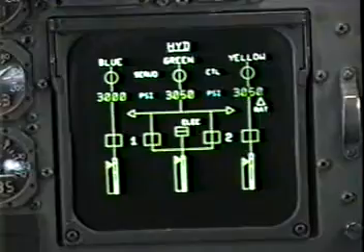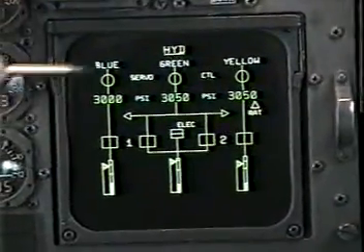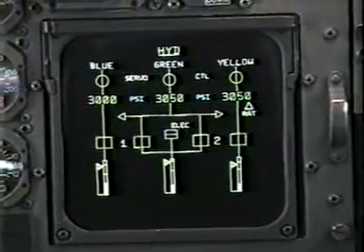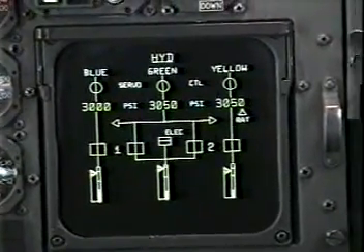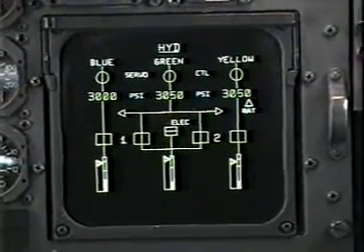Next page is the hydraulic. We have three different hydraulic systems, the blue, the green and the yellow. They all three work independently and control mostly the flight control systems.